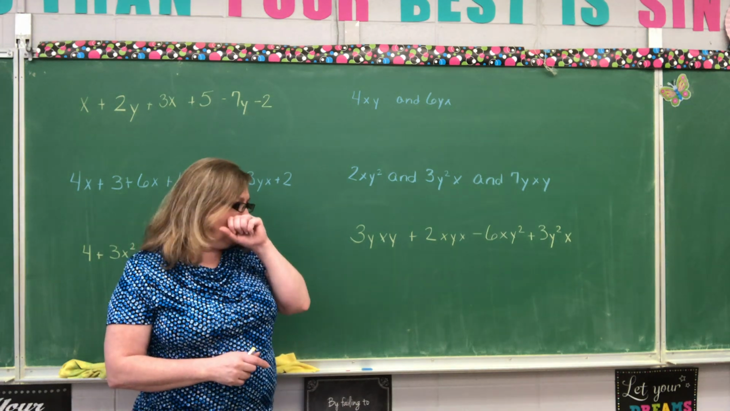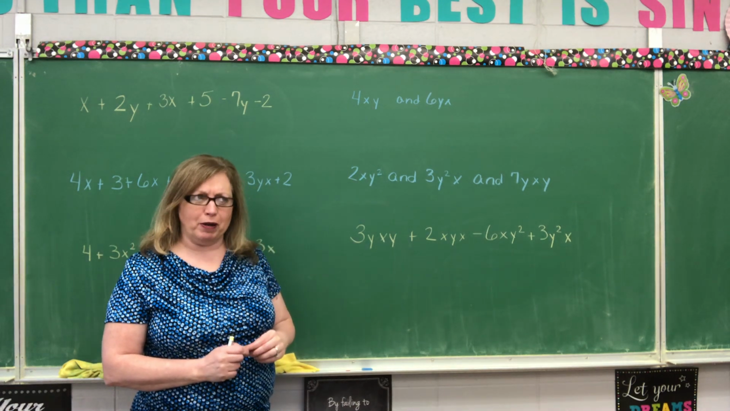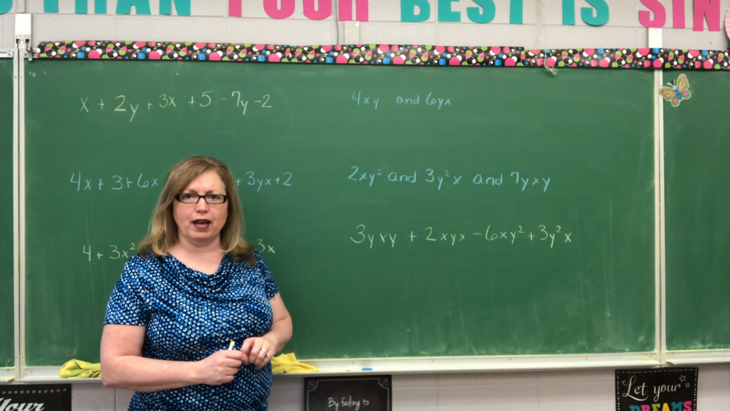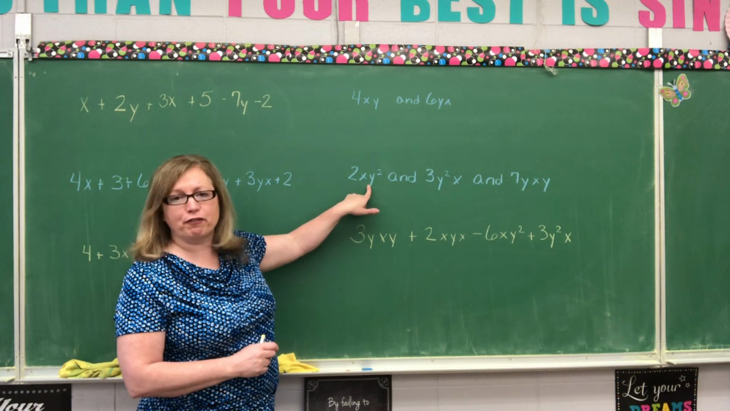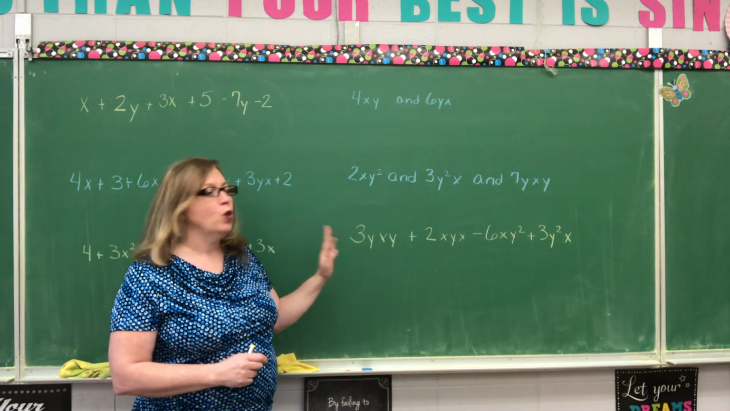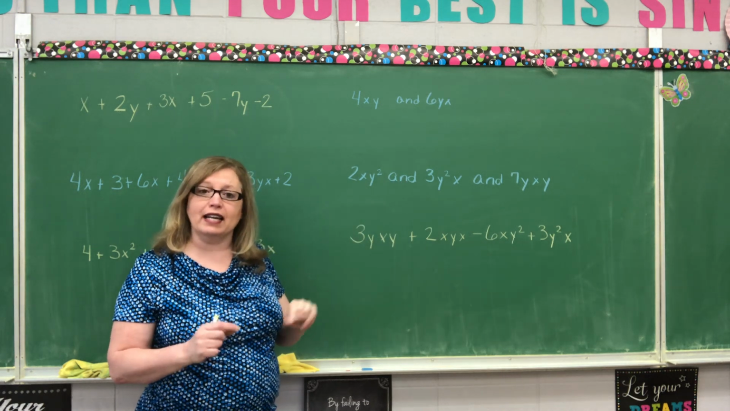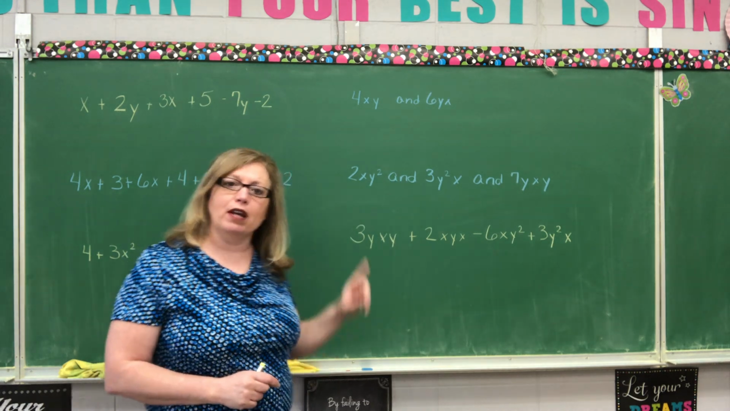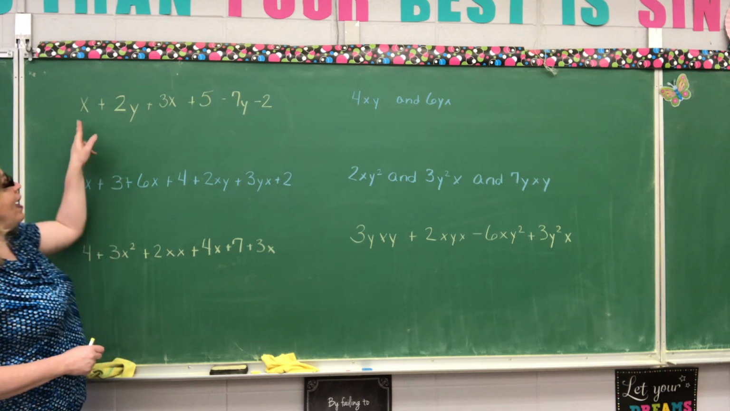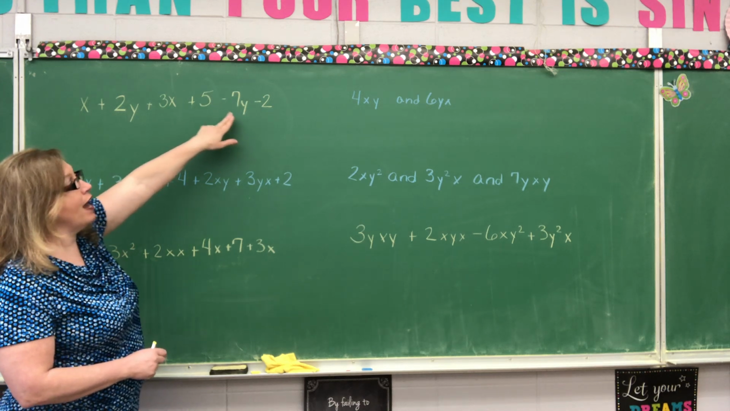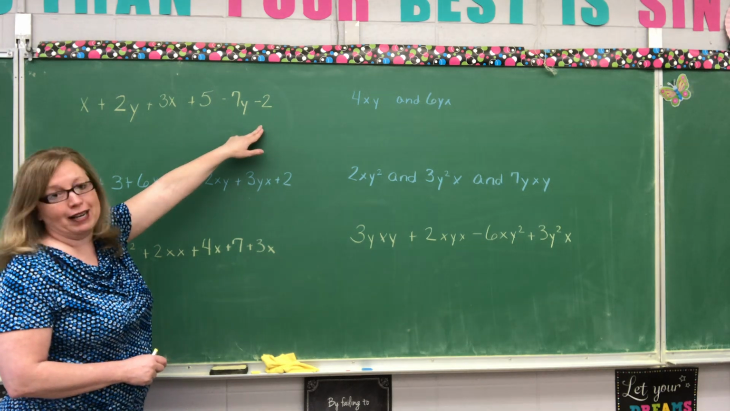Now, when we're looking at terms, we do not consider the coefficient, okay? In other words, the number that's in front of the letters, we don't care about that. We only care about the letters and the exponents when deciding if we can add them. Okay, let's look at our first thing. We have x plus 2y plus 3x plus 5 minus 7y minus 2.